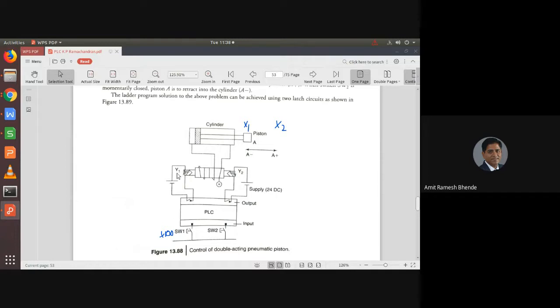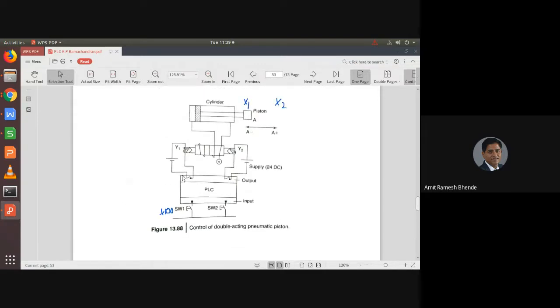So Y1 and Y2 are the two output devices. Solenoids are always output devices. Y1 is on the left side and Y2 is on the right side. These two solenoid valves are actuated using this PLC. These two solenoid valves are connected to the output side of the PLC.